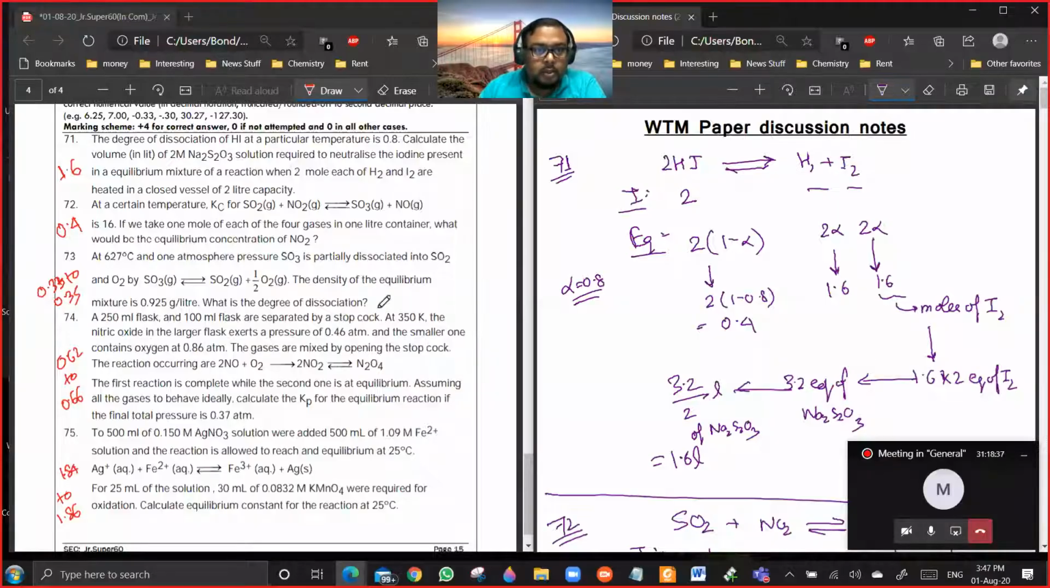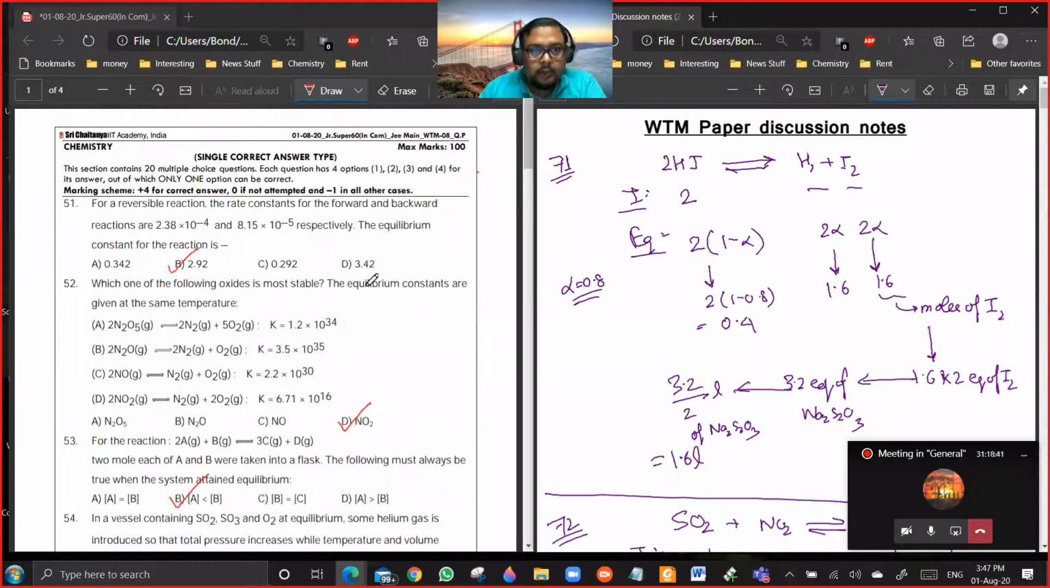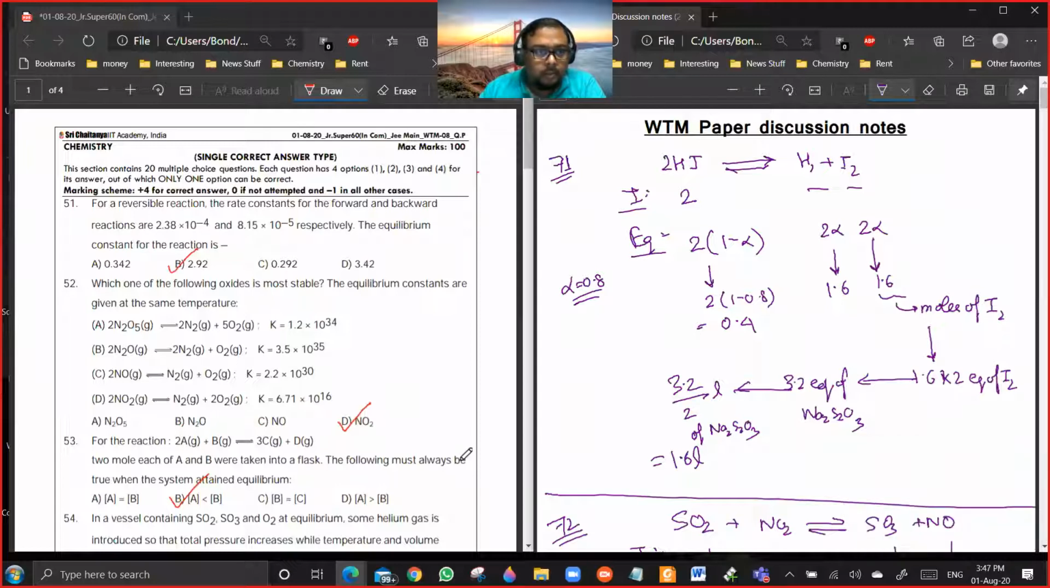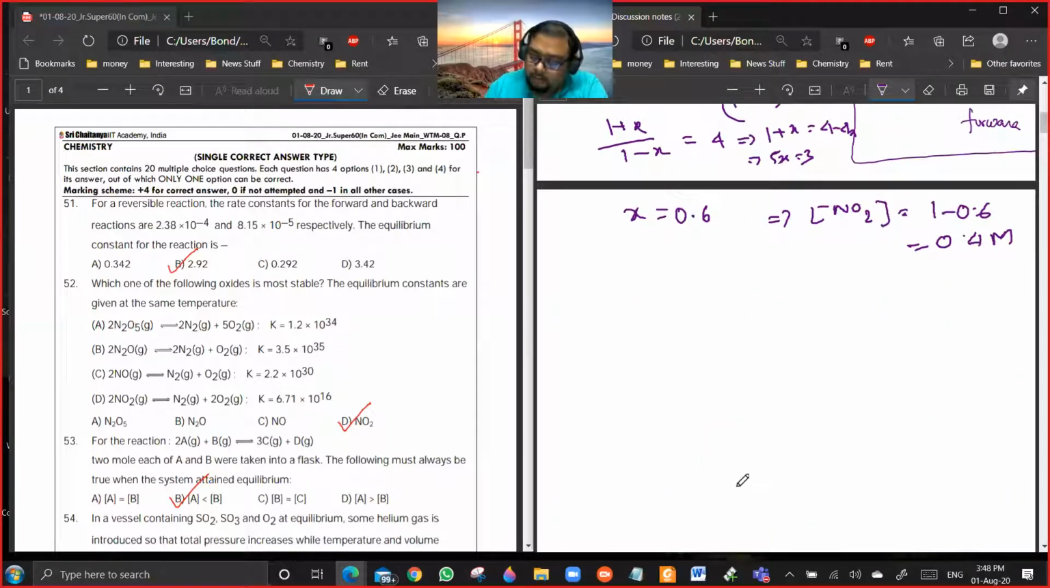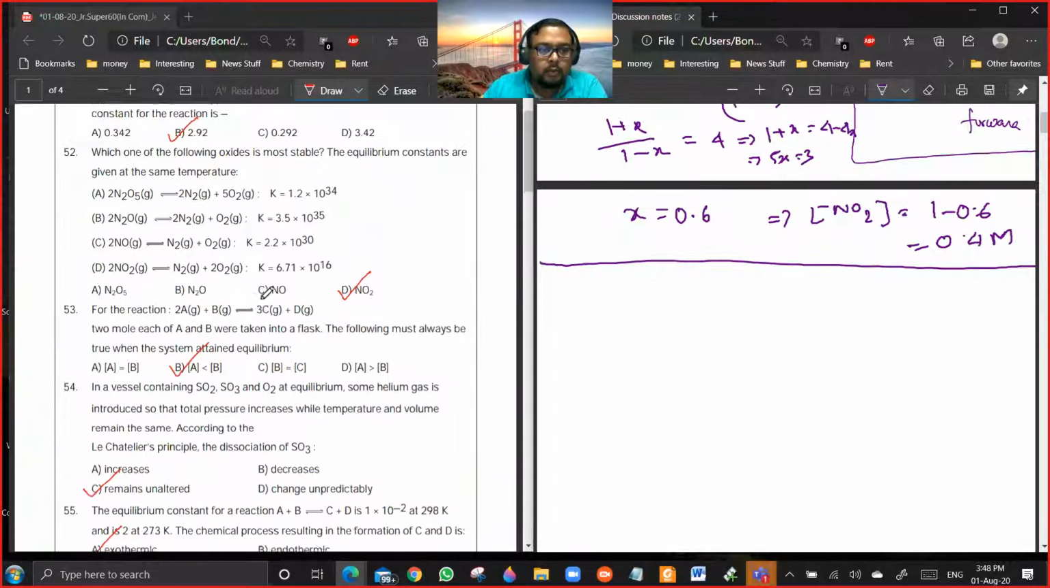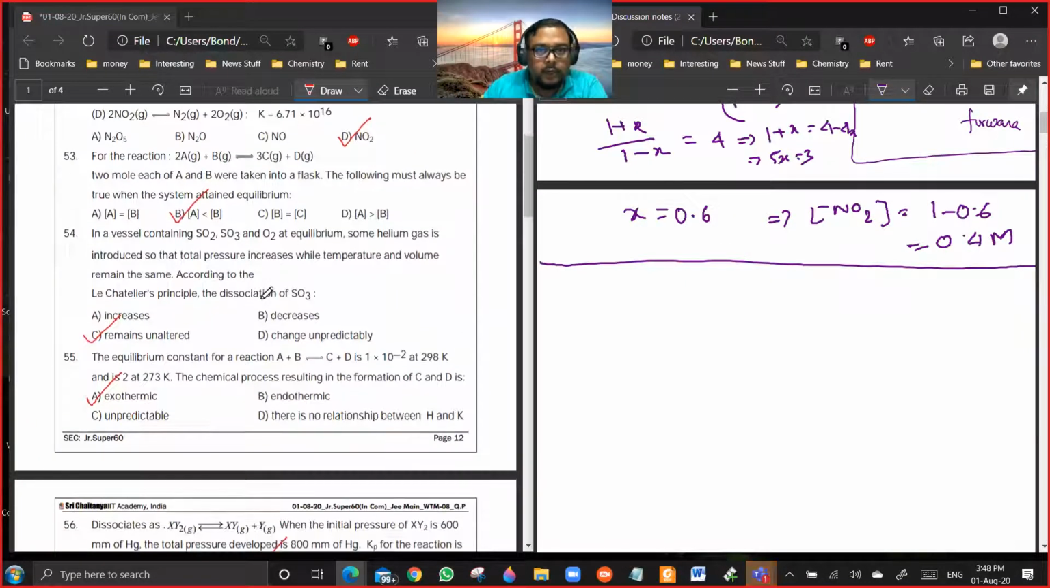So this paper is basically WTM8, which is based on chemical equilibrium. Okay, so let us start with the paper discussion: 51, 52, 53. Any doubts? No. Okay, then we can move forward. 54, 55.